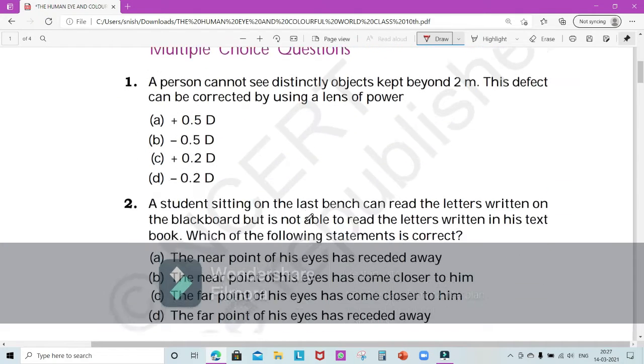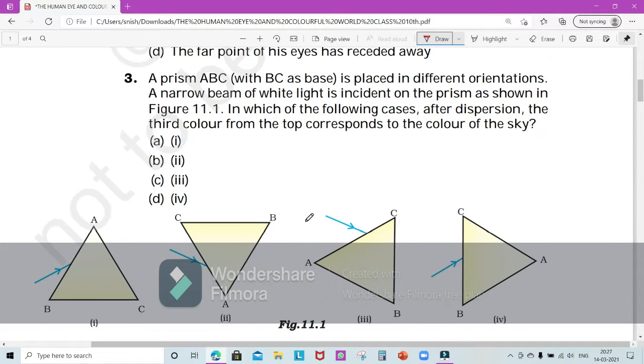So yeah, the first question is the third one. It's the third question, right? A prism ABC with BC as its base is placed in different orientations. A narrow beam of white light is incident on the prism as shown in figure 11.1. So we have the figures here. In which of the following cases, after dispersion, the third color from the top corresponds to the color of the sky? Color of the sky, we know it's blue, right? We'll take it as blue. So it should be the third from the top, okay?